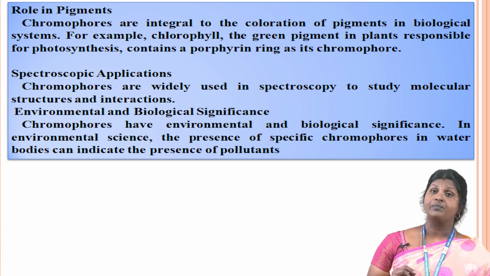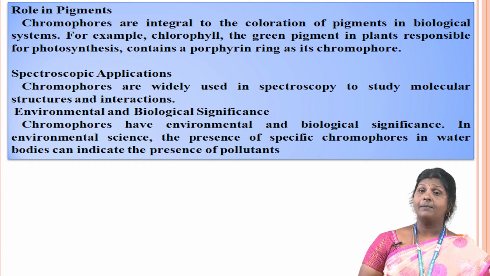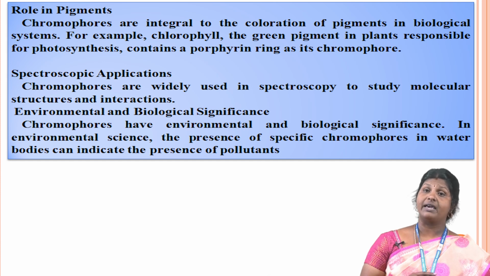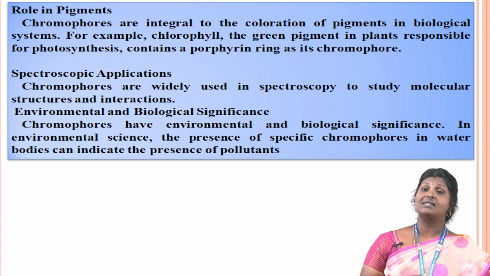and the presence of specific chromophores in water bodies can indicate the presence of pollutants. In biological systems, chromophores are found in various biomolecules such as pigments, dyes and fluorescent proteins, contributing to the diverse colors observed in living organisms and facilitating processes like vision and photosynthesis.